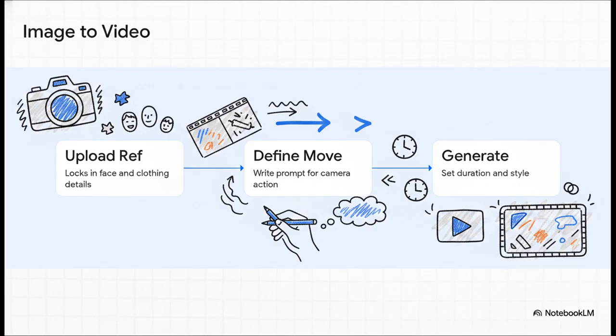You want to follow these exact steps every single time. Step 1. Upload your reference image to lock in the face, hair, and clothing. These are your visual anchors. Step 2. Define the movement, focusing heavily on camera action like those tracking shots or push-ins we talked about. And Step 3. Set your duration, pick your cinematic style, and hit generate. Remember the golden rule here. Never, ever generate motion before locking in the identity.